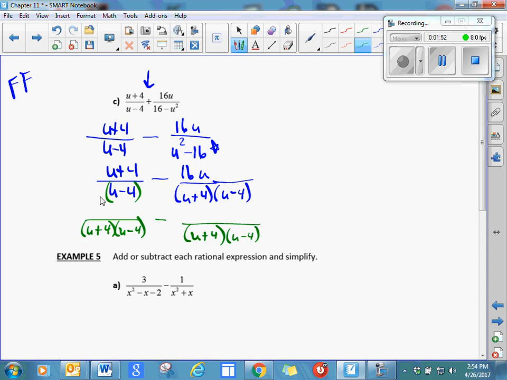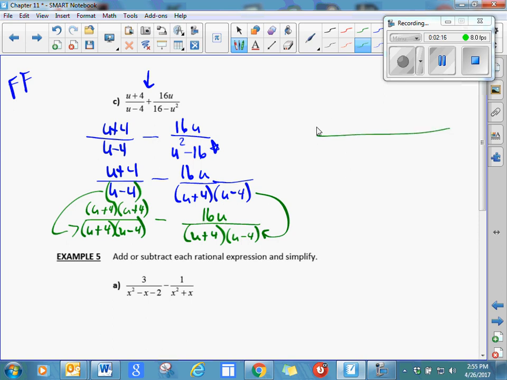What do we need to multiply to get there from here? He's got the minus 4. We need to multiply the u plus 4. He's already got a u plus 4, but he needs another one. This guy, how do we get from here to here? Oh, we're already there. So we don't have to multiply this 16u times anything. Now we have to clean this up.